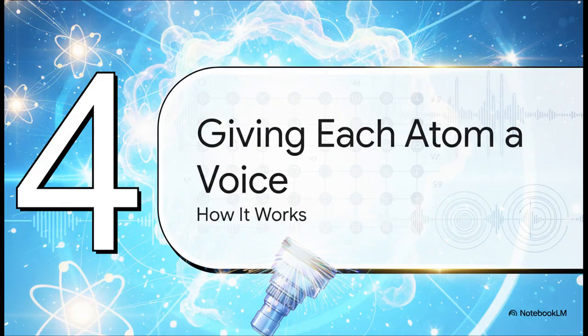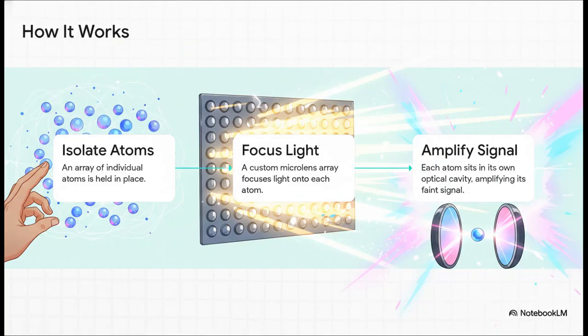Okay, so how does this thing actually work? The magic is in some incredibly clever optical engineering that literally gives each atom a voice of its own. It basically breaks down into 3 main steps. First, you trap and isolate the atoms in a neat little grid. Then, you use a custom microlens array. Think of it like a sheet of thousands of tiny, perfect magnifying glasses to focus light onto each atom.